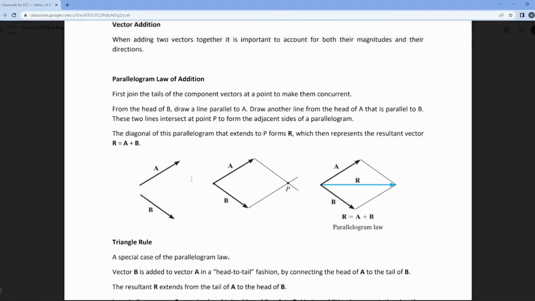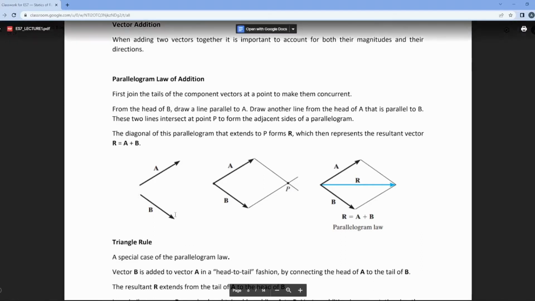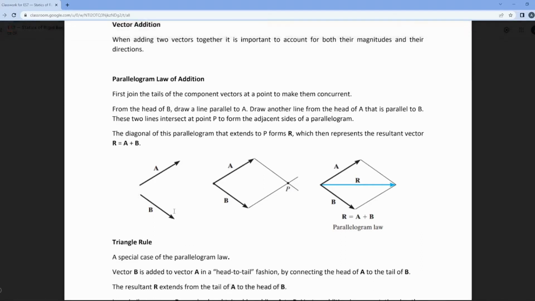For parallelogram law, if we have vector A and vector B and we want to get the resultant. So when we add A and B, what we should do is connect the tails of the two vectors. Okay? Now, from there, we make a parallel line to the vector from the head of the other vector. So, same with the other side.